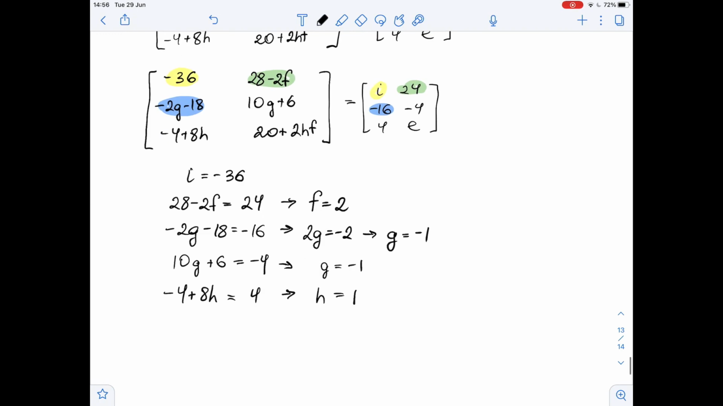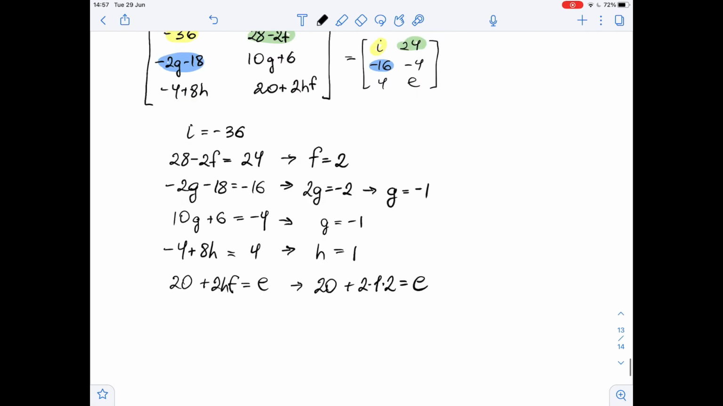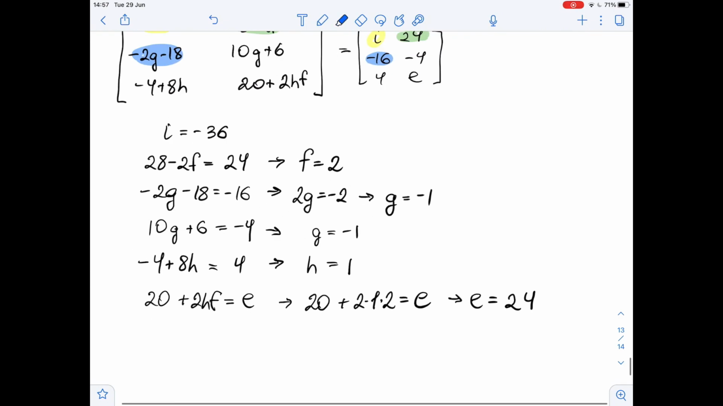And from the last entry, we understand that 20 plus 2hf equals e. We can substitute 1 and 2 for h and f, and we will get that 20 plus 2 times 1 times 2 equals e. So e equals 24. So now we know that i equals -36, f equals 2, g equals -1, h equals 1, and e equals 24.